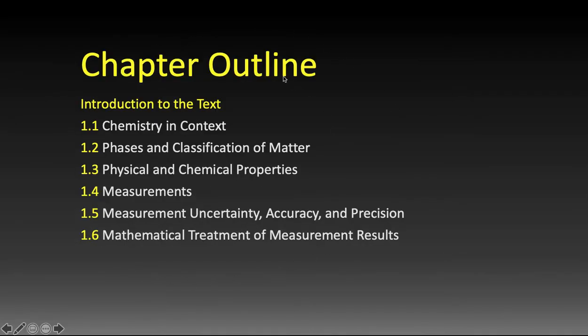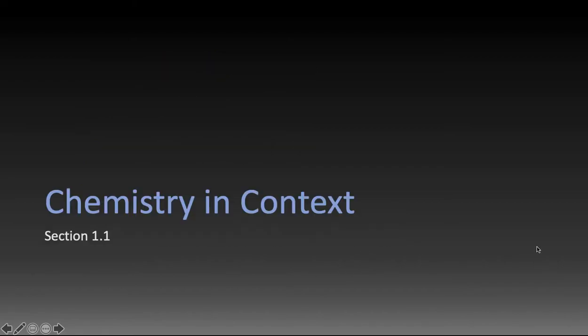Here's the outline for chapter 1. We have sections 1.1 to 1.6, and we're going to talk about each of these in turn. Let's focus on the first one, chemistry in context, section 1.1.